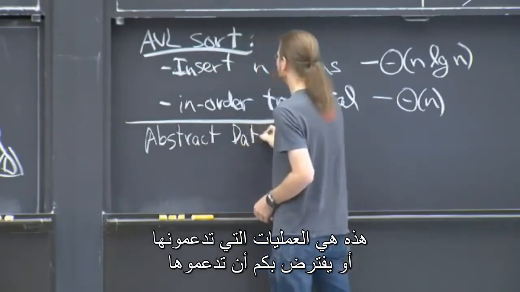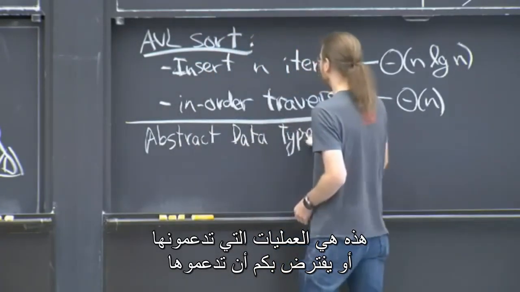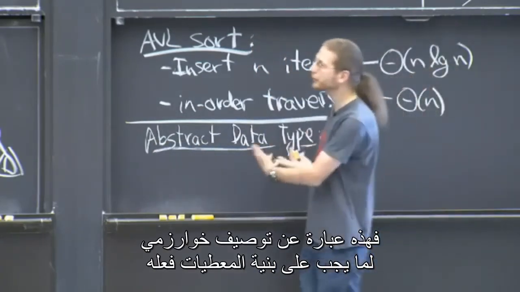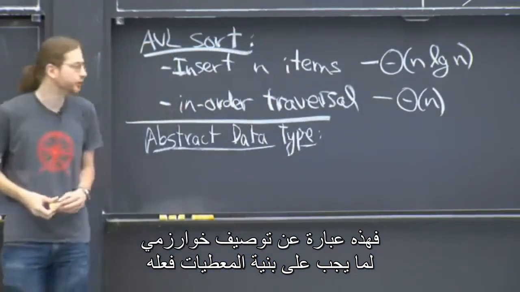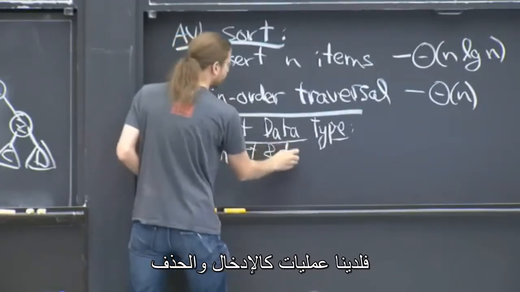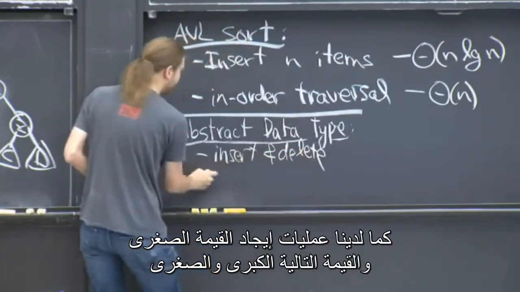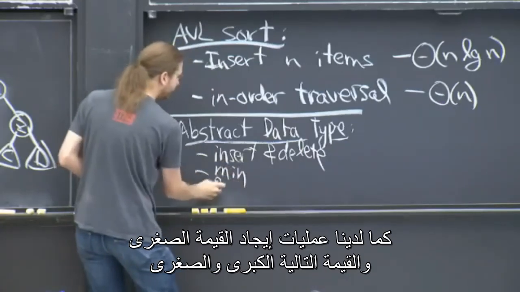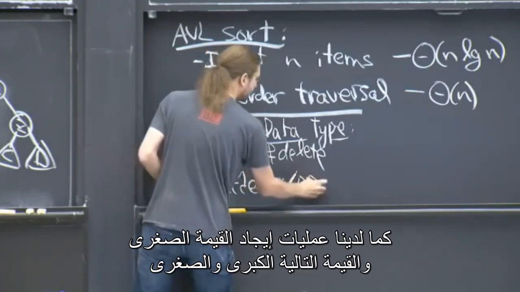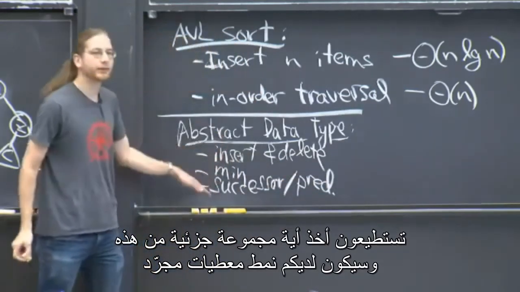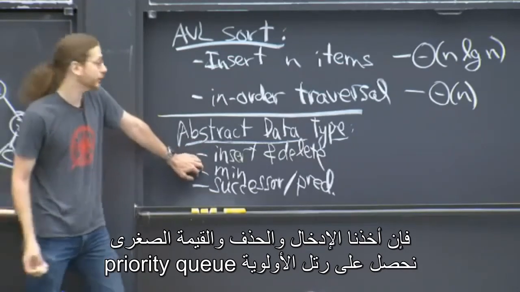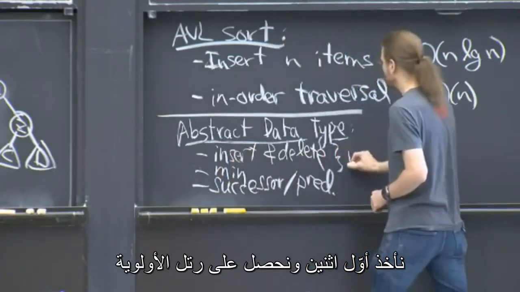So you can think about what we call an abstract data type. These are the operations that you support, or that you're supposed to support. If you're into Java, you call this an interface. But this is an algorithmic specification of what your data structure is supposed to do. So we have operations like insert and delete. We have operations like find the min, and things like successor and predecessor, or next larger, next smaller. You can take any subset of these, and it's an abstract data type. Insert, delete, and min is called a priority queue.